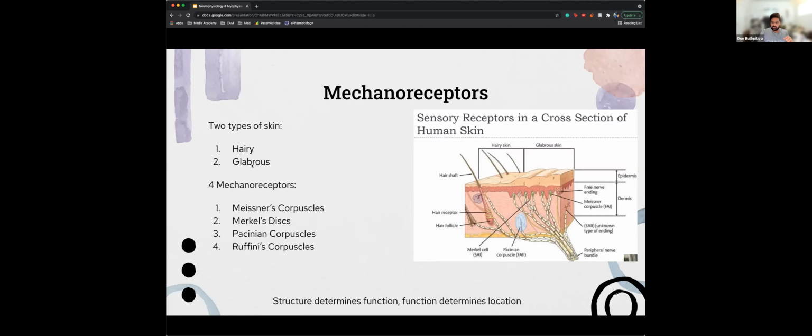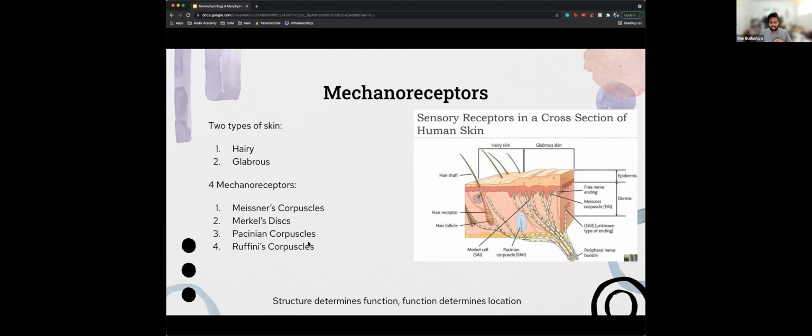And your glabrous skin, like on the diagram, is more so where you'll find things like the Merkel cells, sorry, I can't really pronounce these, but Meissner corpuscles and stuff. And these are the four mechanoreceptors we have: the Meissner's corpuscles, Merkel's discs, Pacinian corpuscles, and Ruffini's corpuscles. I probably butchered those spellings, but there's that.